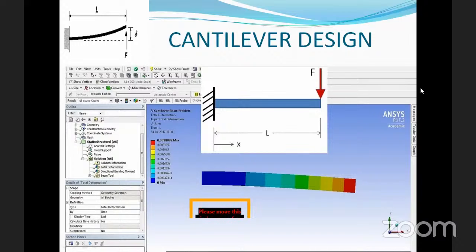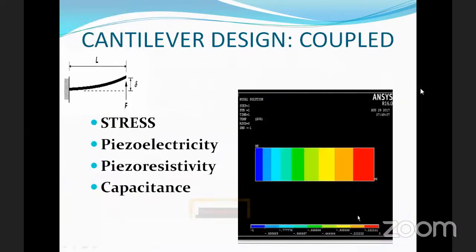In the three-dimensional simulation, it is clearly shown that the tip is shown in red color, which is exhibiting the maximum force. But the maximum stress will not be at the same end, because the forces are distributed throughout the beam. Next slide. That can be clearly shown in the stress analysis.